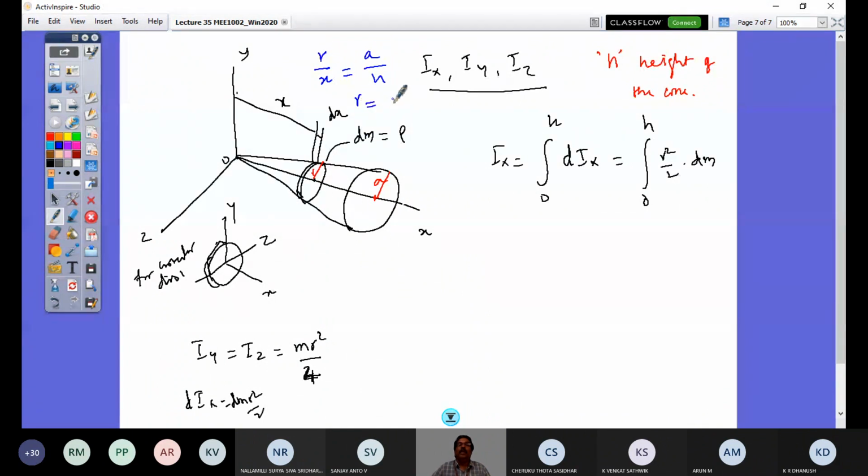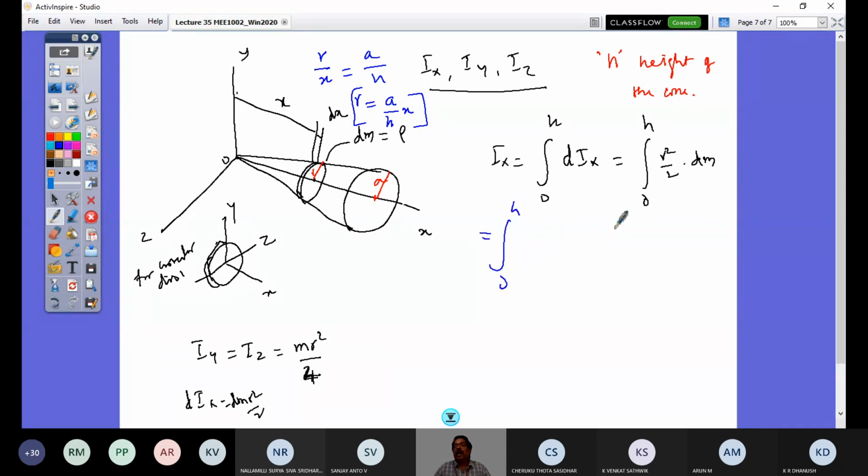Therefore, r will be a by h into x. This is a linear relationship. So if x is 0, r is 0. If x is h, r is a. So that you get it from this.